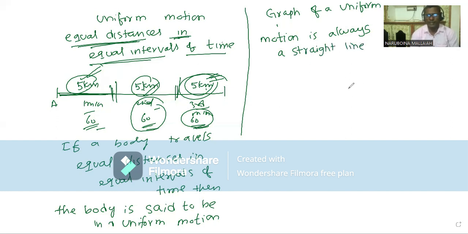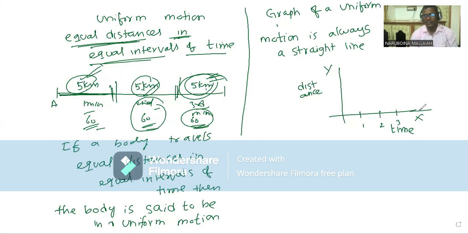Now see, this is the x-axis, this is the y-axis. On the x-axis, we must take time. On the y-axis, we have to take distance. This is the first minute, second minute, third minute, fourth. Distance here 5, 10 kilometers, here 15 kilometers. Like that you can take.